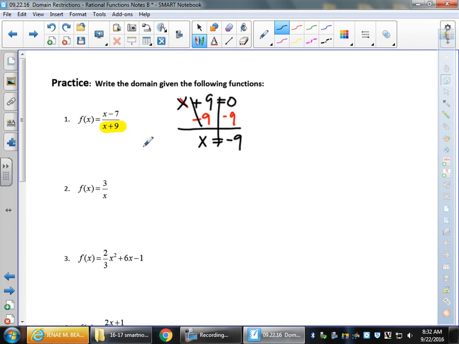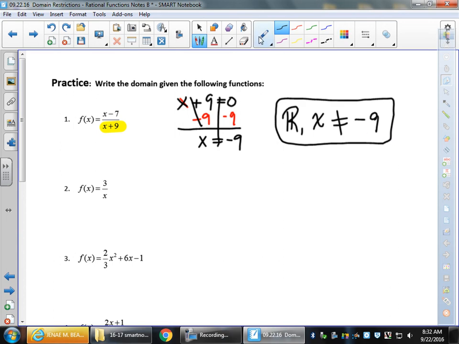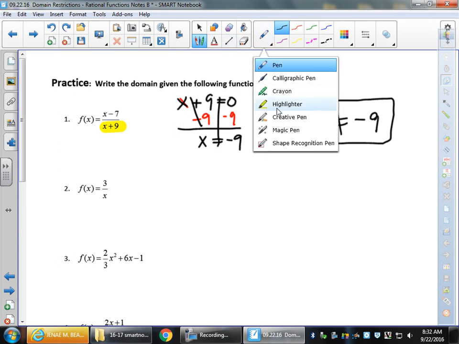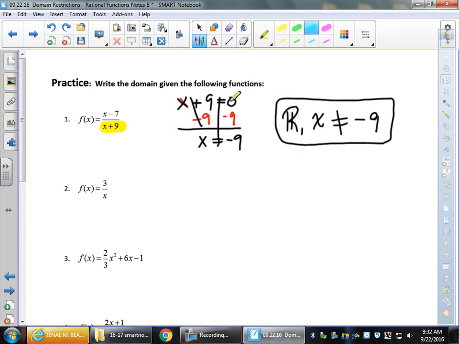You just found what would make the denominator be what? 0. And go look over here. If x is -9, what's -9 plus 9? 0, no good. So how do I translate this into an answer? All real numbers, x not equal to, careful, -9. So once again, to stress the strategy, we make a choice. We set the denominator equal to 0 to figure out what x can't be.